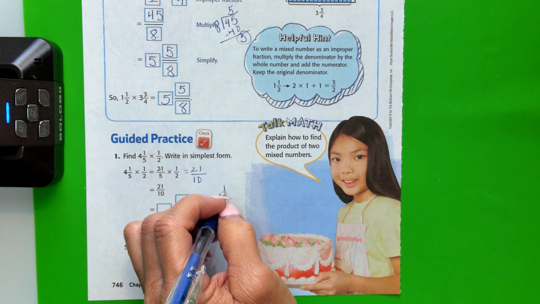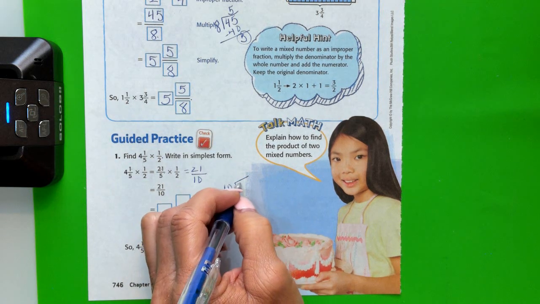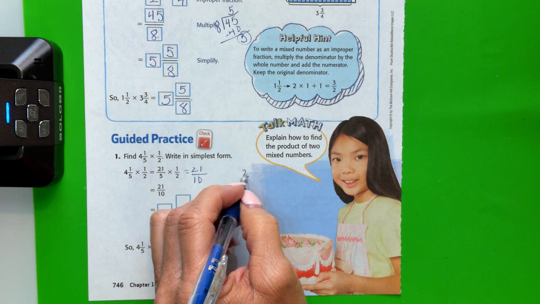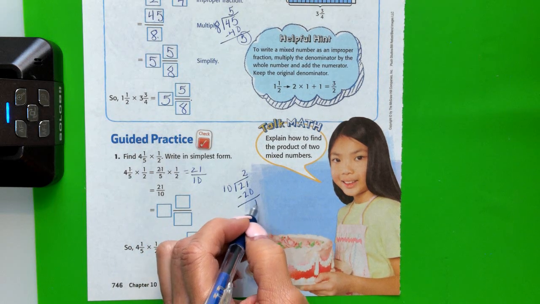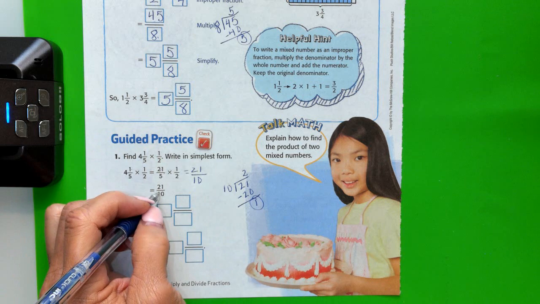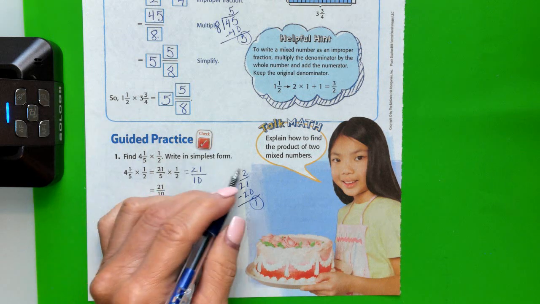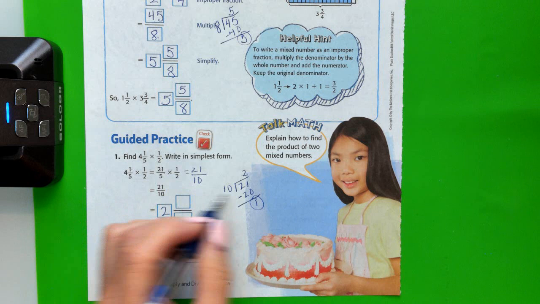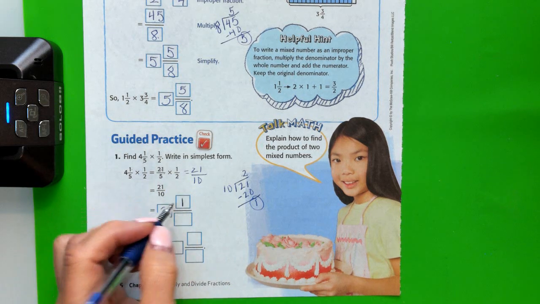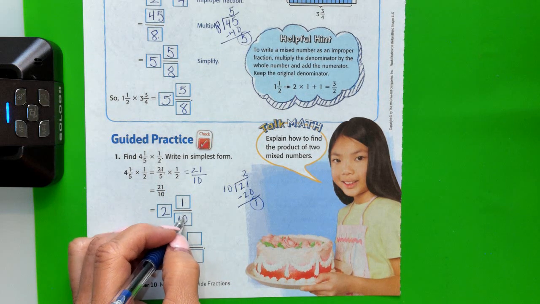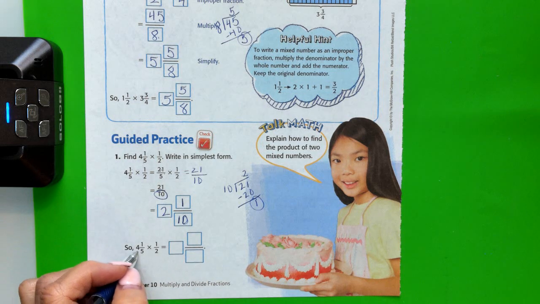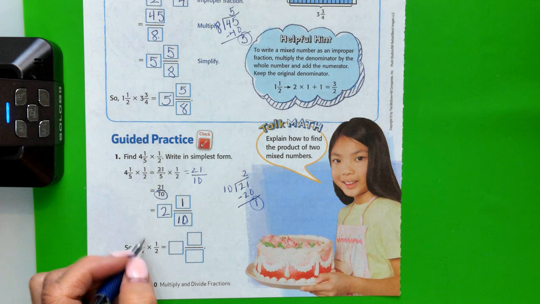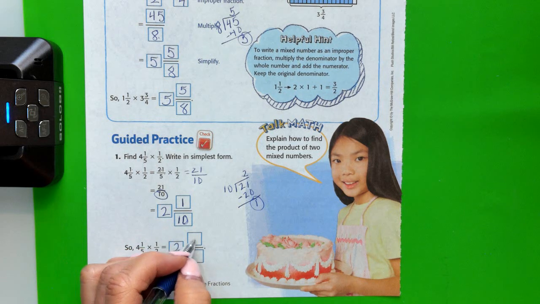All right, so how many times does 10 go into 21? Well, let's say 2. 10 times 2 is 20. The remainder is 1. So 10 goes into 21 2 times, and our remainder is 1, and our denominator is 10, because our denominator stays the same. So 4 1/5 times 1/2 is 2 and 1/10.